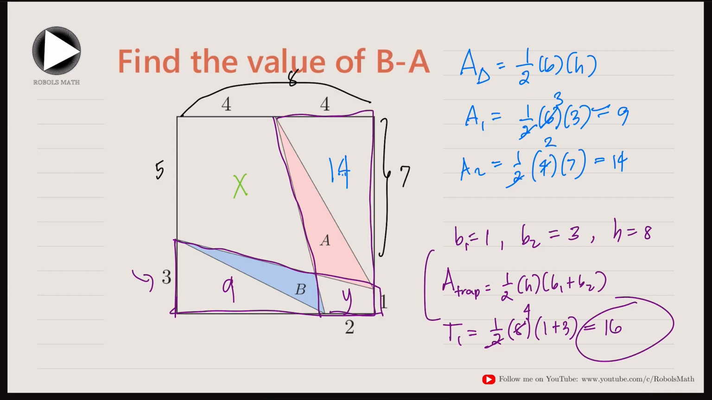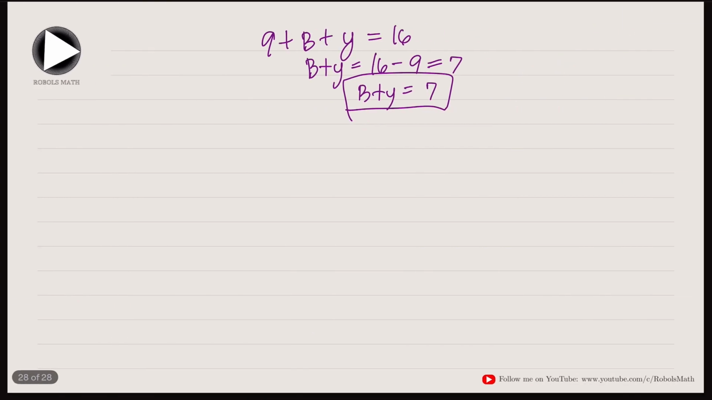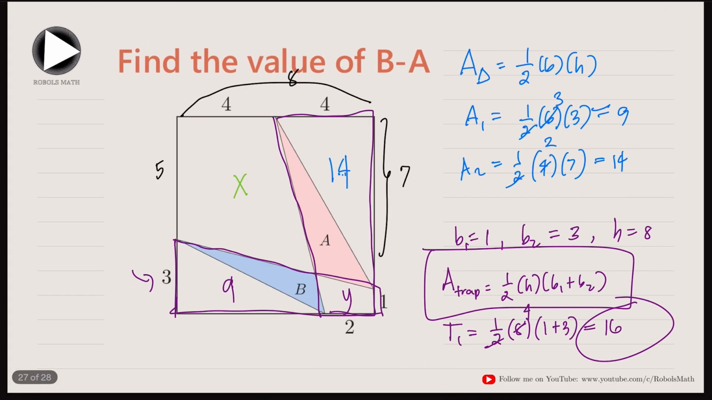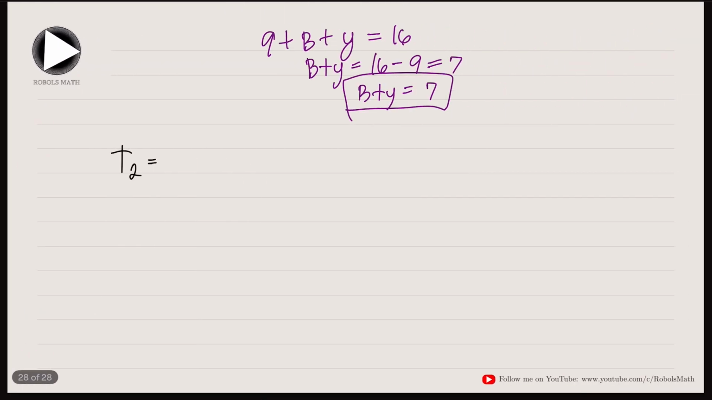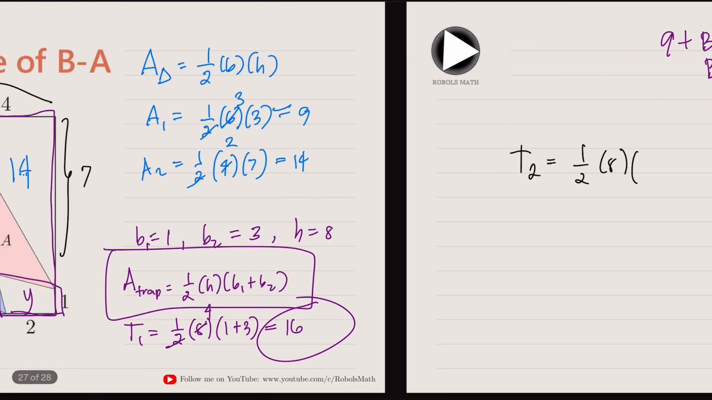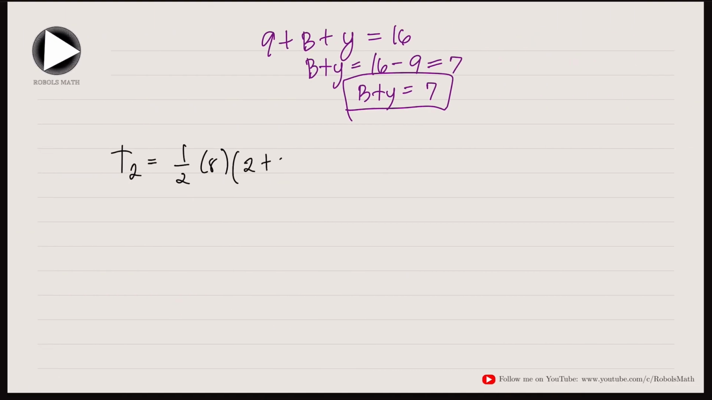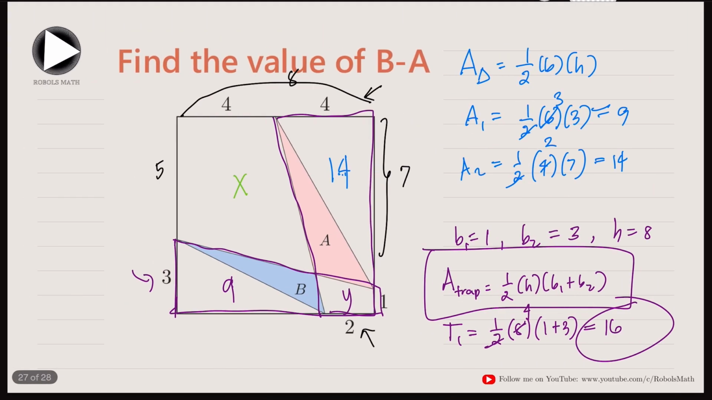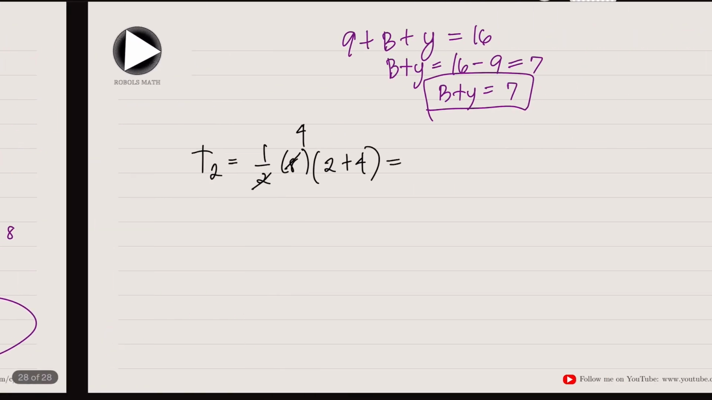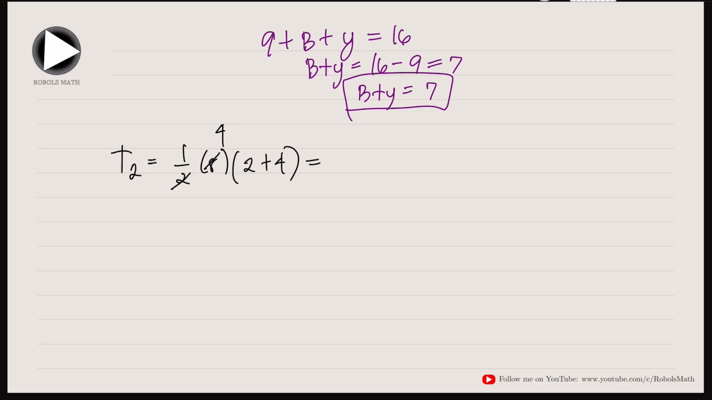Yes? And we consider the next trapezoid here, this one. Again, we use this formula right here. We get that T2, the area of trapezoid 2, is equal to 1/2 times the height, which is 8, times base 1 equal to 2 and base 2 equal to 4. So this is 2 plus 4. We get 4 times 6, which equals 24. So T2 equals 24.